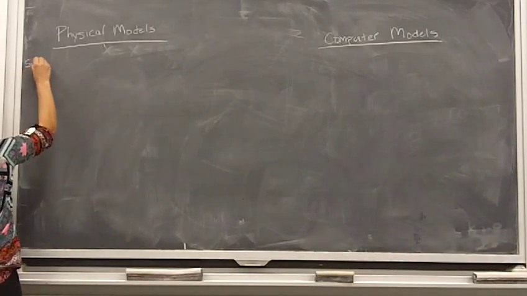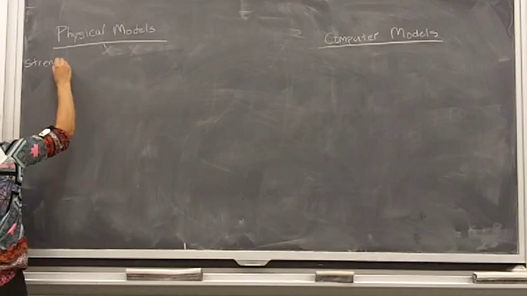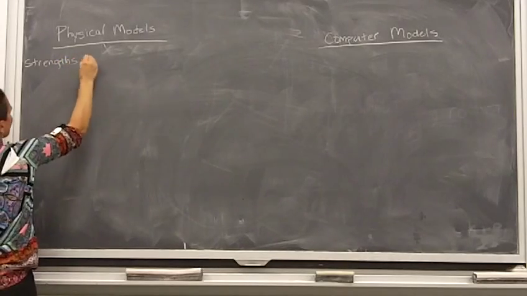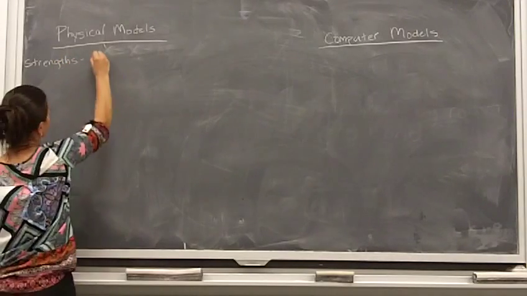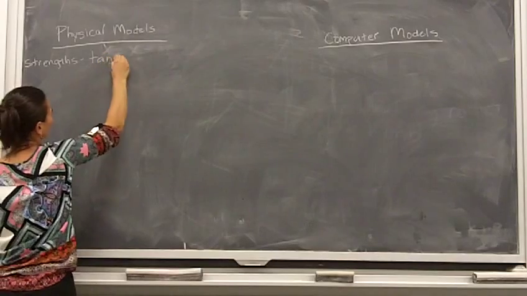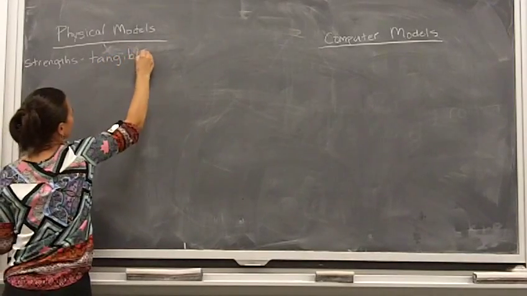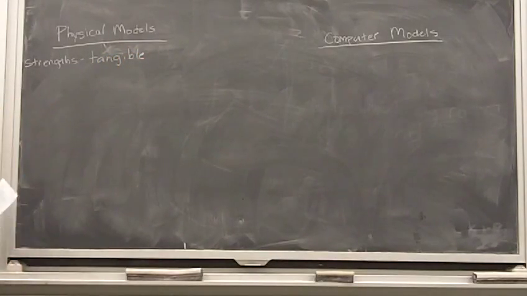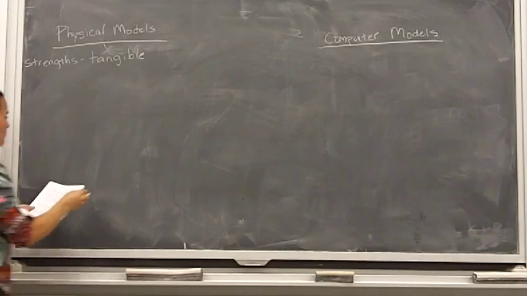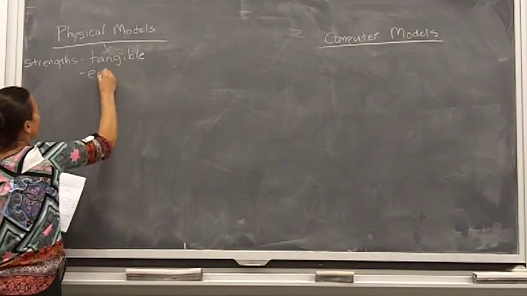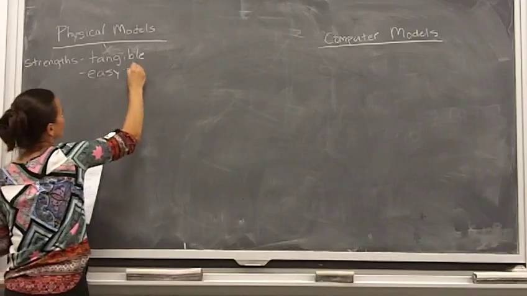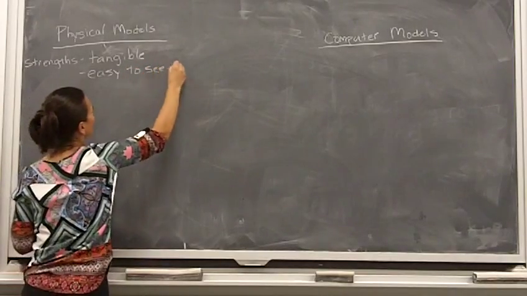So a set of strengths for the physical models, they're tangible. You can hold them in your hand. Versus computer model, you're still going to be visualizing it just on the screen. It's easy to see in 3D.